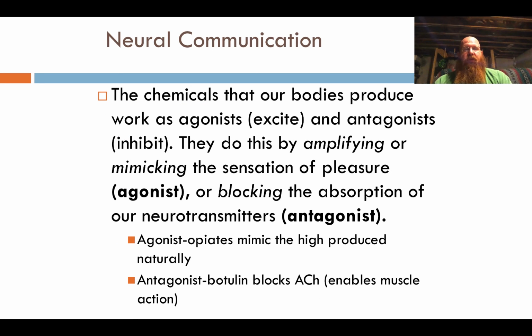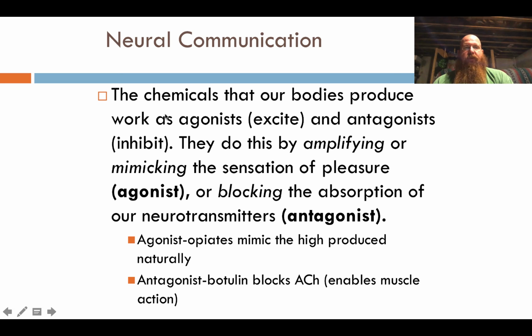Going back to neurocommunication, so we've talked about, the signal comes in, goes through the neuron and it releases these neurotransmitters. The chemicals that our bodies produce do one of two things. They either excite the next cell to a point where it fires, or they try to inhibit or stop the cell. Now these chemicals are called agonists or antagonists.